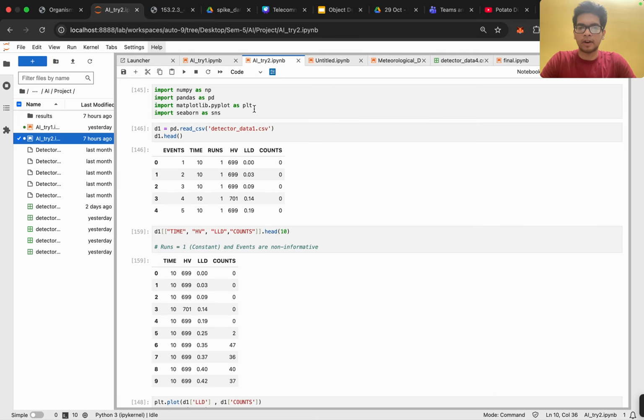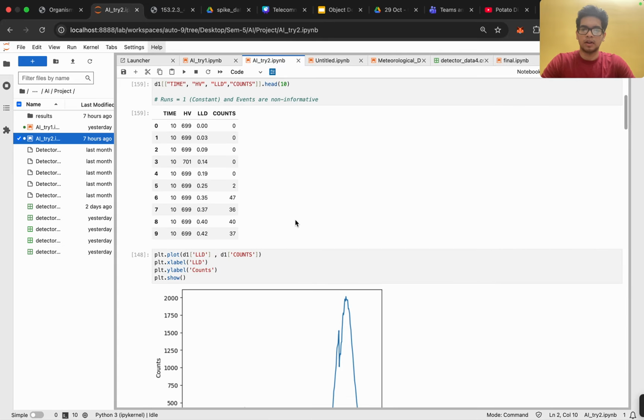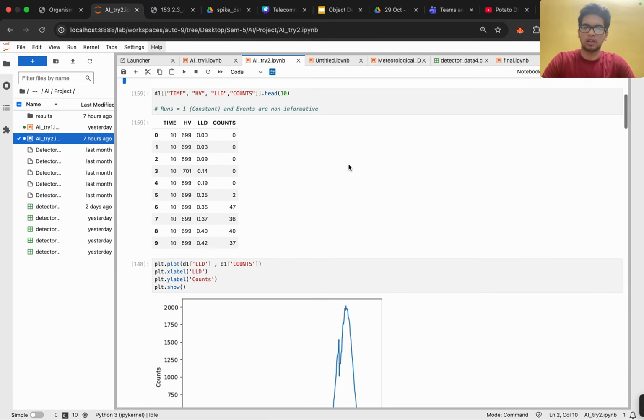Before that, we can first see that while I've used only time, HV, and LLD, the original data set has two more parameters, which are events and run. However, those two parameters were ignored in this project, because the run refers to the number of times the experiment was run, and it was constant, since every time the experiment was done only one time. And the events just refers to the index of the nuclear event. It's not very significant to the counts, even intuitively.